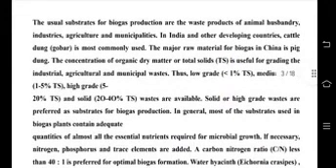Substrates for biogas. The usual substrates for biogas production are the waste products of animal husbandry, industries, agriculture, and municipalities. In India and other developing countries, cattle dung or gobar is most commonly used. The major raw material for biogas in China is pig dung.